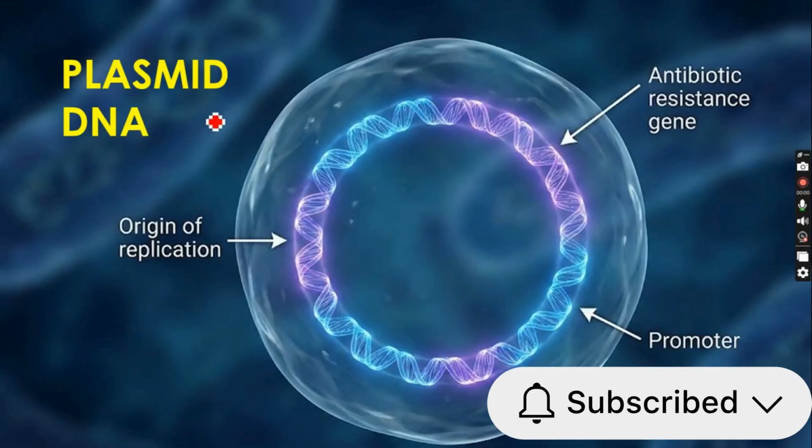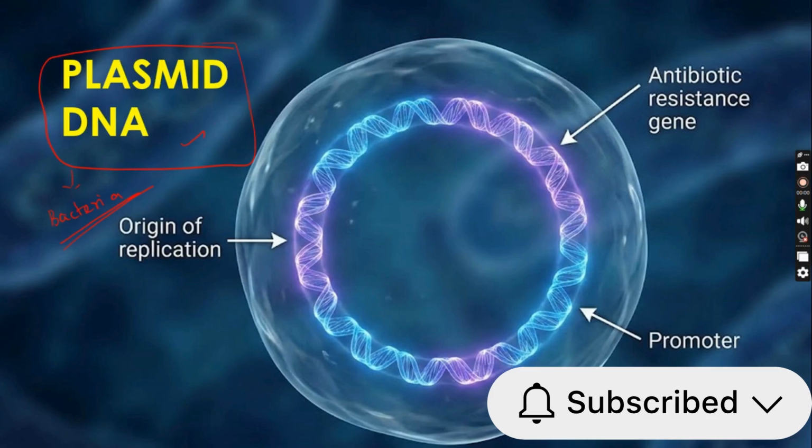Important topic, that is plasmid DNA. A plasmid DNA is going to be a DNA present in the bacteria. It is not a normal DNA to be present in a bacteria. It is an extra chromosomal DNA. That is, apart from the DNA of a bacteria, another DNA arranged as a circular chromosome is known as plasmid DNA.